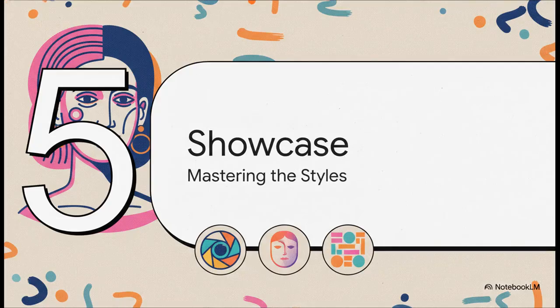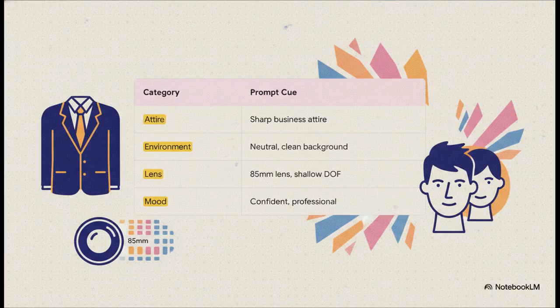So, what does this all look like when we put it together? Let's run through a few style recipes. Think of them as cheat sheets that combine all these tricks to create specific, polished portraits for any situation you can think of. For that perfect corporate headshot, the formula is pretty straightforward. You'll want to specify sharp business attire, a clean background, and that 85mm lens for that focused, polished look. And your keywords for the mood? Confident and professional.